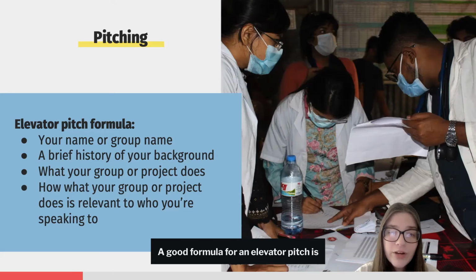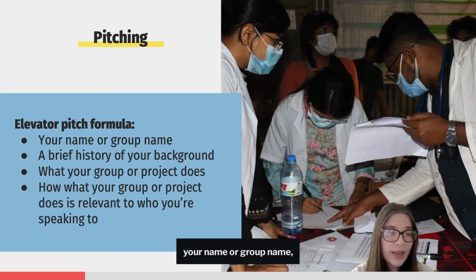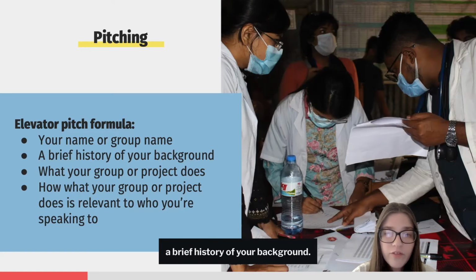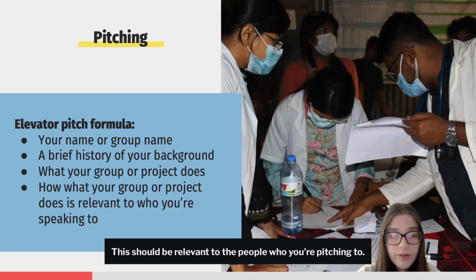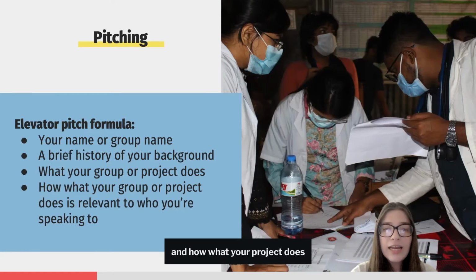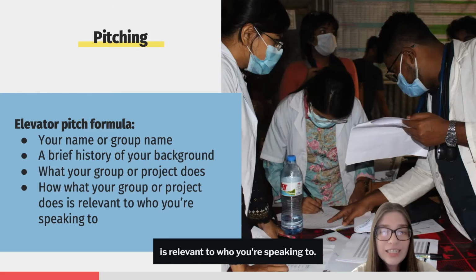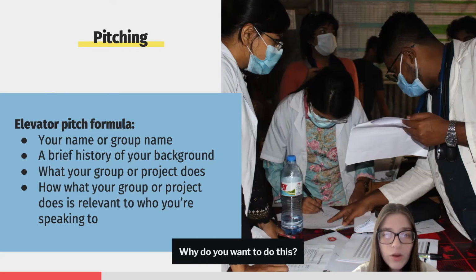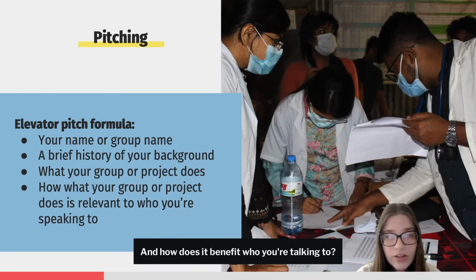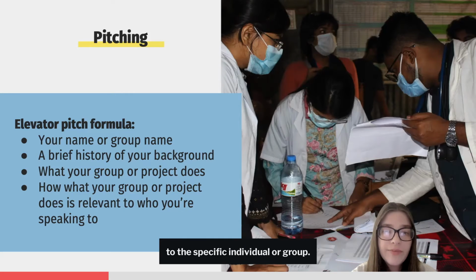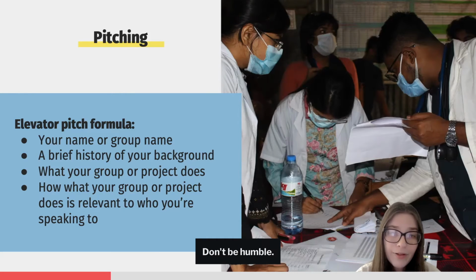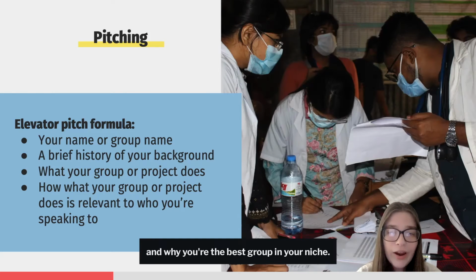A good formula for an elevator pitch is your name or group name, a brief history of your background, for example, a YES alumni. This should be relevant to the people who you're pitching to. What your group or project does and how it is relevant to who you're speaking to. Why do you want to do this and how does it benefit who you're talking to? You need to show the value you can bring to this specific individual or group. Don't be humble. Tell your target audience who you are and why you're the best group in your niche.